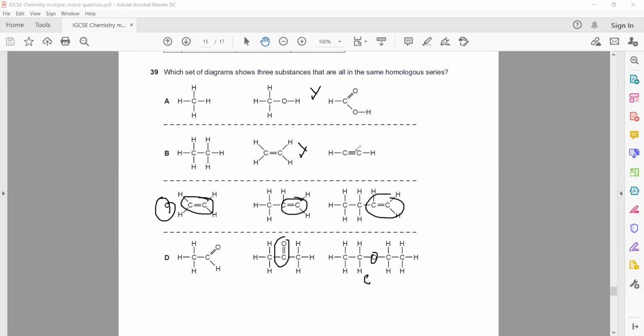Why are these not members here? Because if the first member is C2H4, the next member should have 3 carbons and 6 hydrogens, so that each member differs by CH2. Here they have the same number of carbon atoms, and you can see there is no difference of CH2 between them. There is no difference in the carbon, only the hydrogen difference is there.